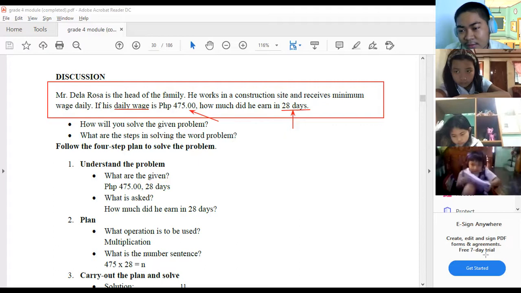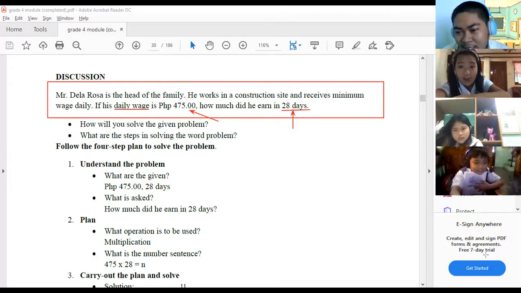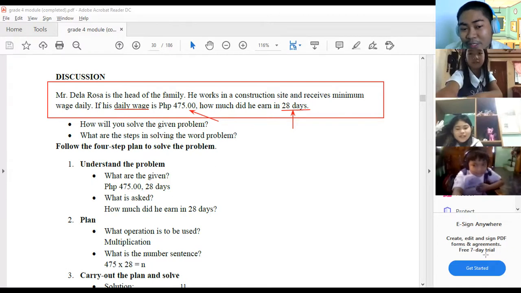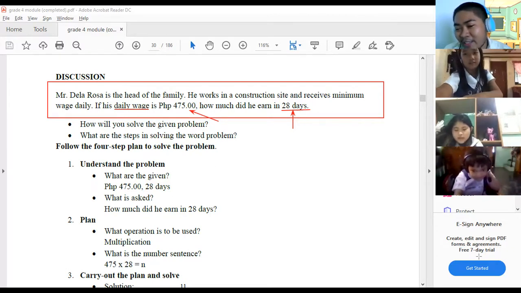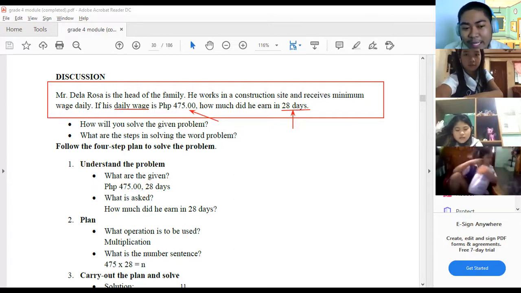What do I mean? What is multiplication? Multiplication is a process wherein the numbers are being multiplied.